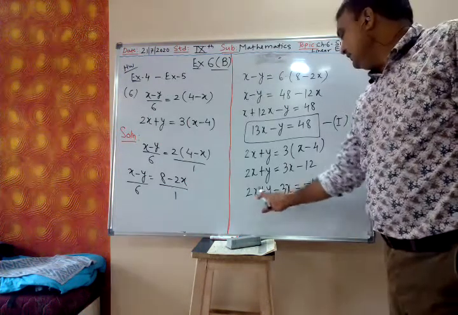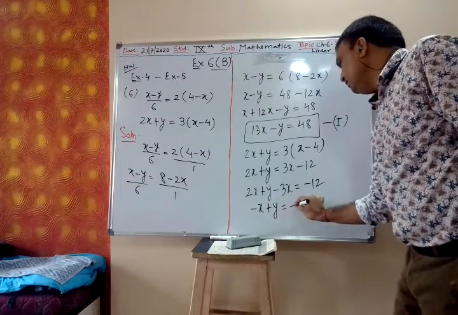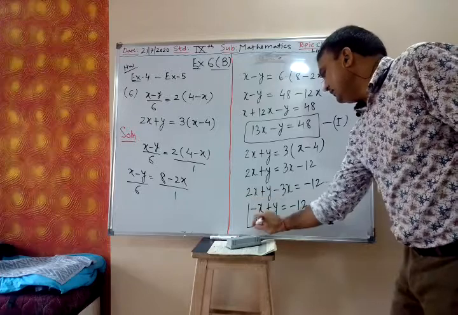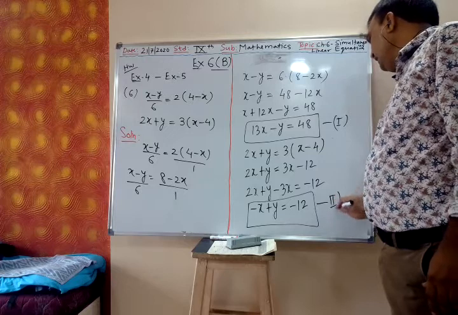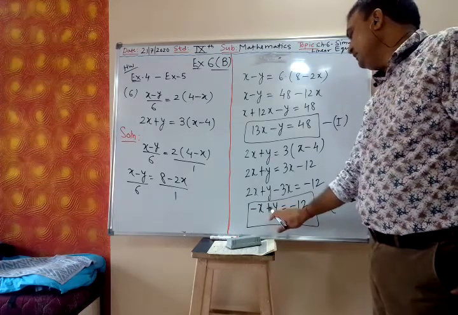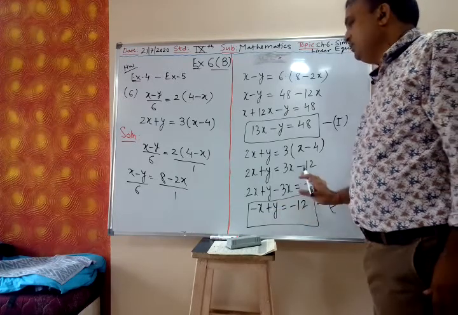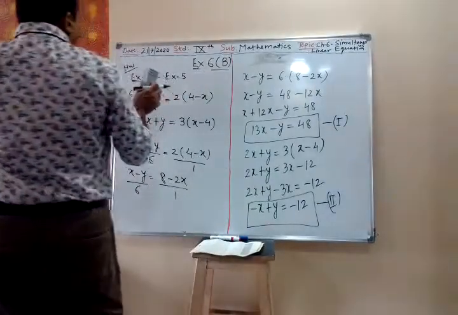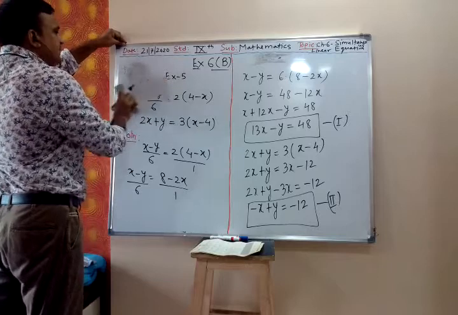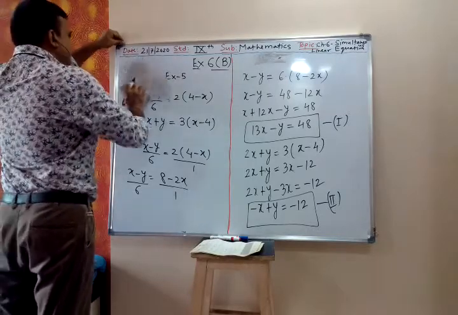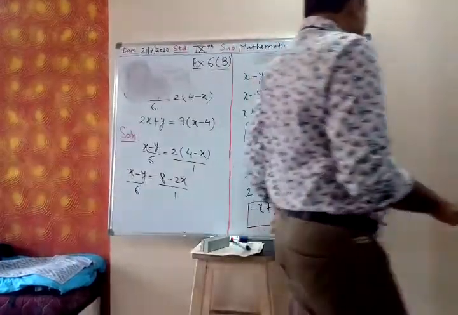So 2x minus 3x is minus x. So minus x plus y is equal to minus 12, and this is my equation number 2. The minus sign you can cut, but then it will become minus 5. You cannot just cut; cutting means you have to multiply by minus 1 on both the sides. Is it clear? Now solve 1 and 2.